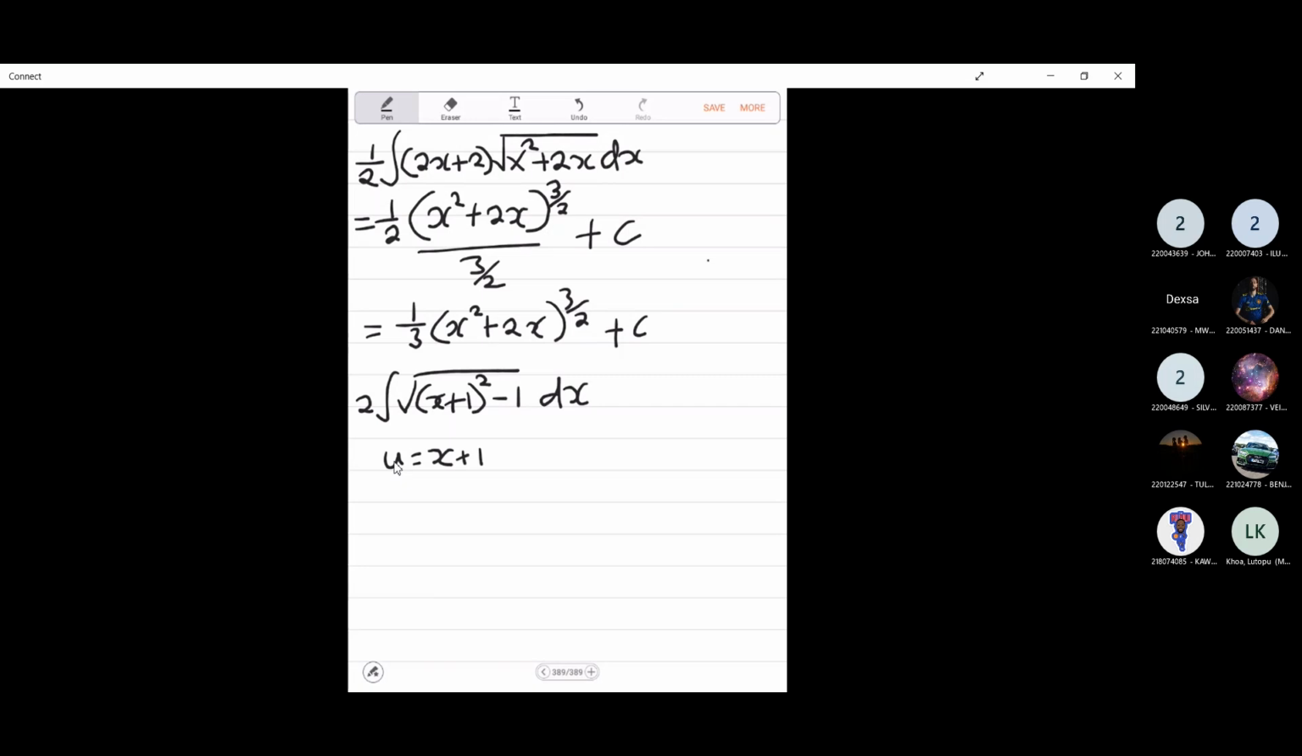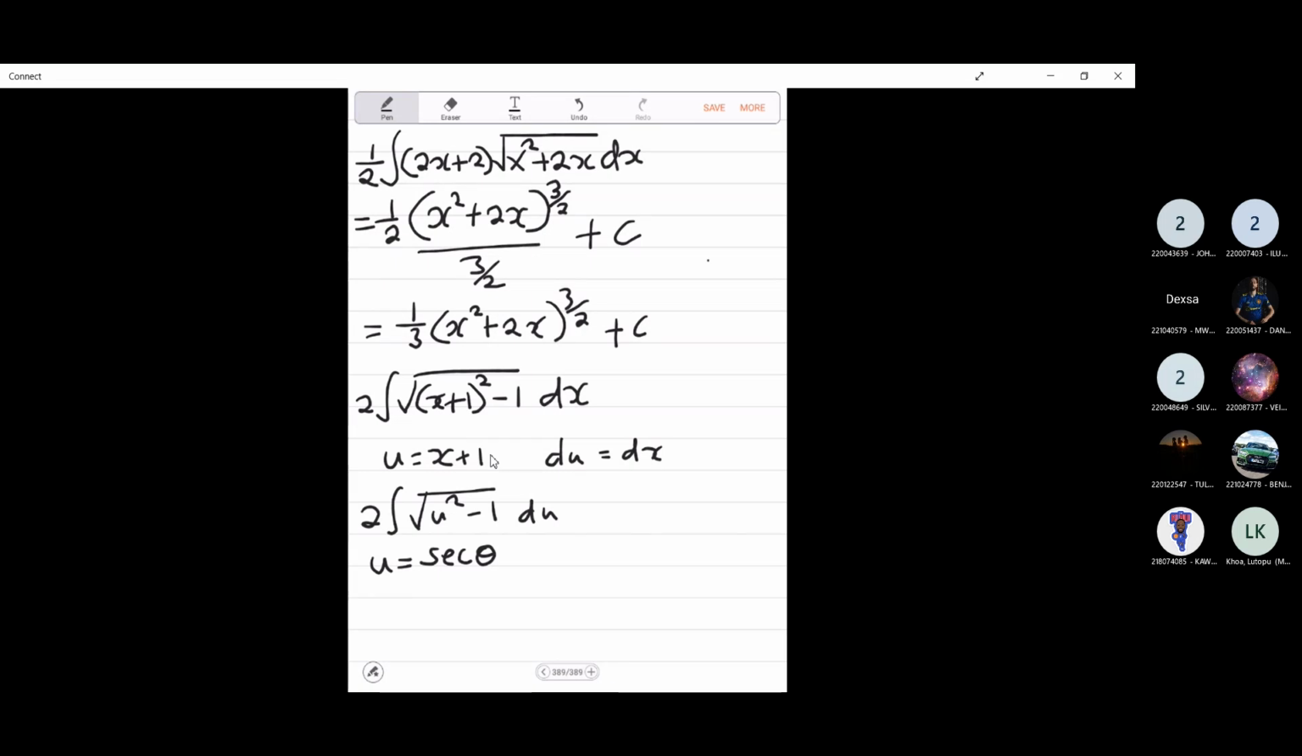Okay, so here u is this. So this means that du is dx. So I have 2 integral of the square root of u squared minus 1 du, and now I make the trigonometric substitution. So this is u squared minus 1. When we have minus a squared, we have to use sec. So our substitution will say u is equal to 1 sec theta.